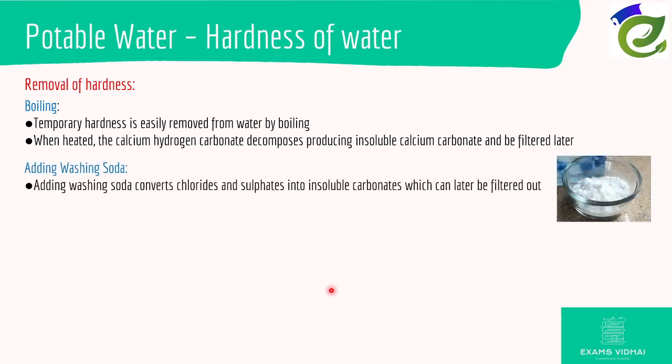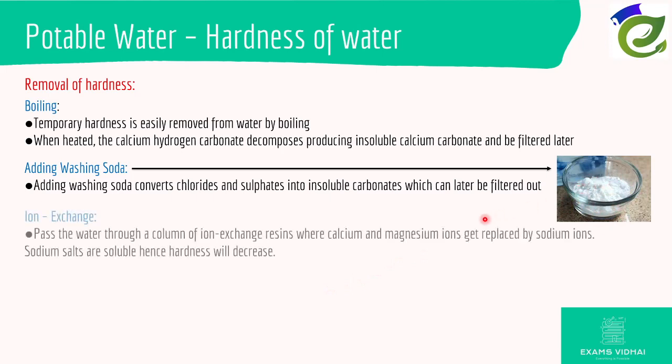What you can do next is add washing soda to it. What this does is convert the chlorides into insoluble carbonates, where carbonates are not responsible for hardness and can be easily filtered out. So here's the washing soda. It's like a white powder. You can even get it in your local stores.